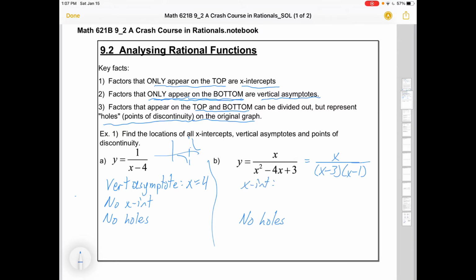What makes just the top 0? Well, 0 would make just the top 0. So a factor of the top is 0. That's going to be an x-intercept. The vertical asymptotes are going to be the numbers that make just the bottom 0. So they would be x equals 3 and x equals 1. So far we have not encountered any holes in our examples. That'll probably change soon, though.